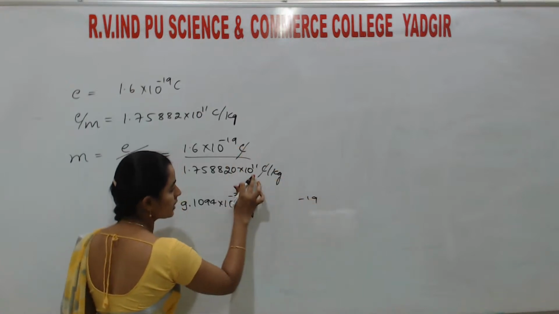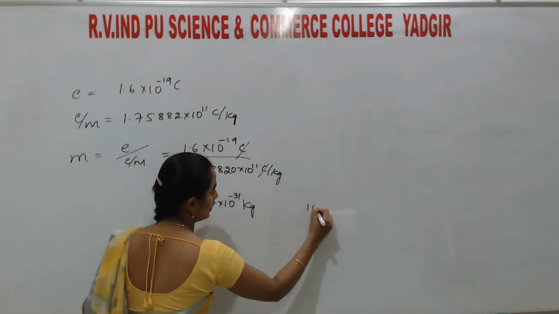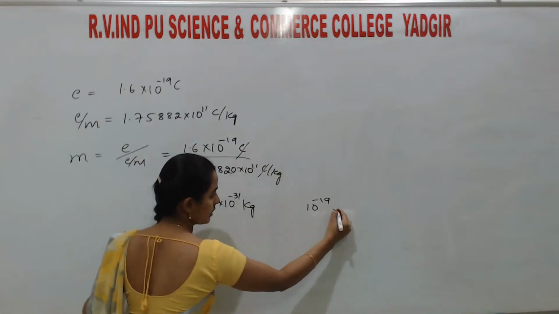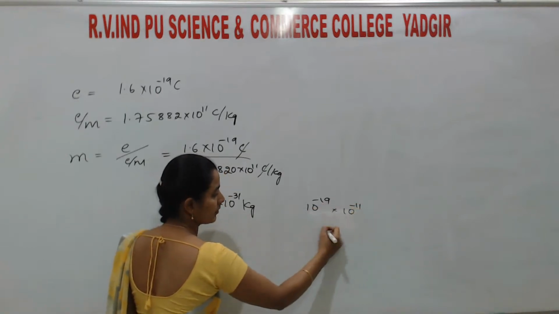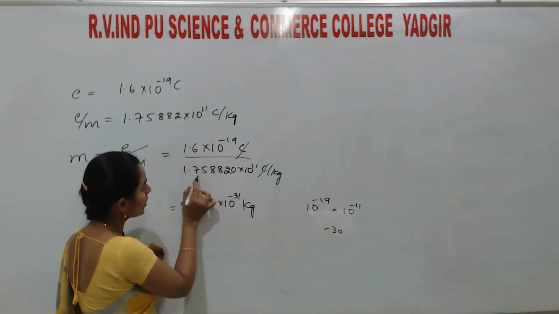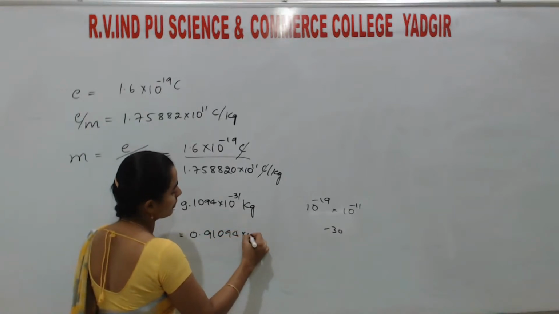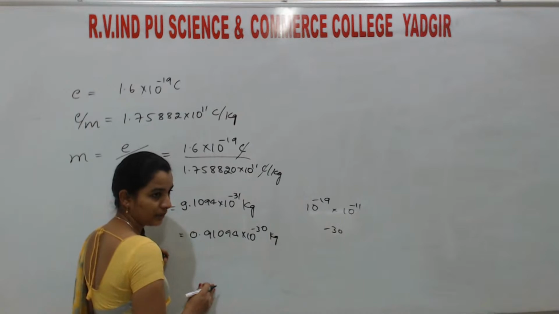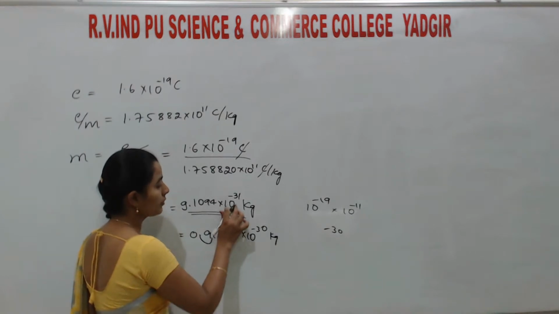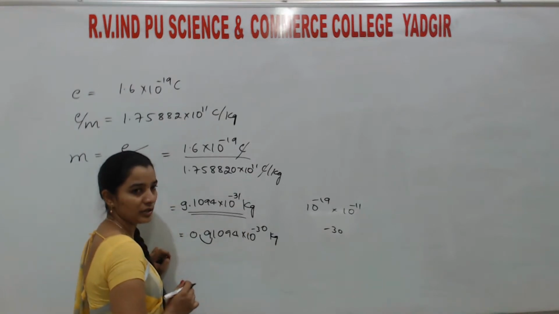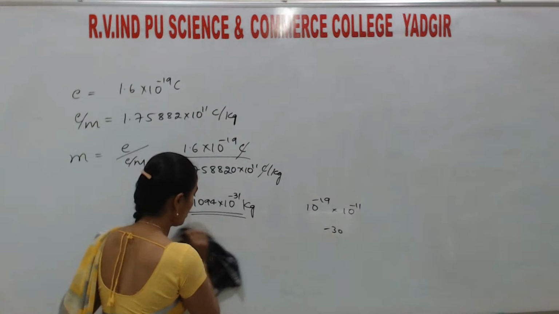Listen, minus 19 is there. This 10 to the power of 11 is in the denominator. If it goes to the numerator, it becomes raised to minus 11. Minus 19 minus 11 means minus 30. This is 1.6, this is 1.75, so the value becomes 0.91094 into 10 to the power of minus 30 kg. We are just shifting the point, then we will get 9.1094 into 10 to the power of minus 31 kg. Understood? So this is the mass of an electron.